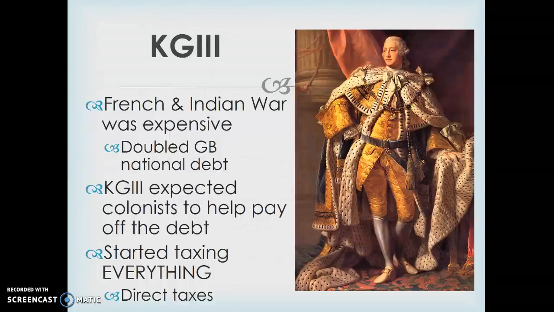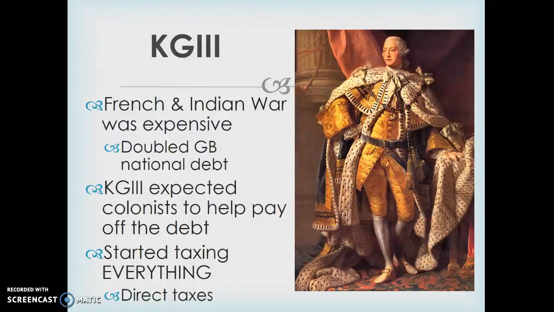King George III was fully in support of this war. Spent lots and lots of money on the war, as rulers in the 1700s did. It got expensive. It doubled the national debt. And King George expected the colonists to help pay off the debt. Now, prior to this, when the colonists enjoyed a period of self-rule, they really didn't pay that much in taxes. Most historians agree that they actually paid less in taxes than the average British citizen. But then all of a sudden, they're expected to pay a higher share.